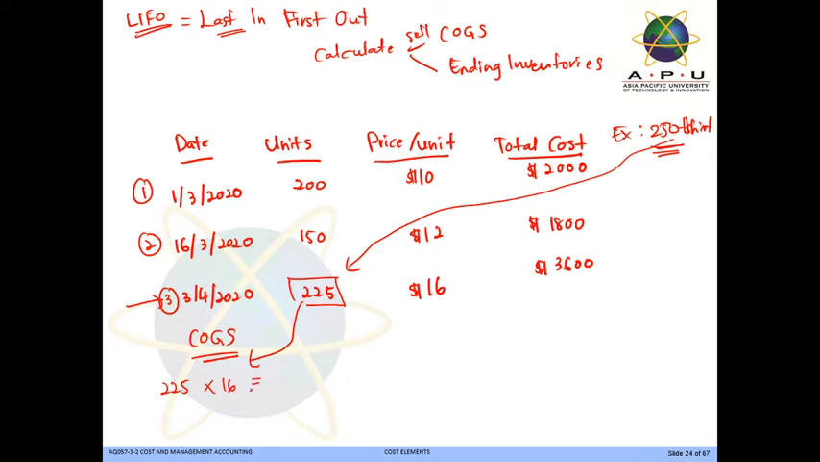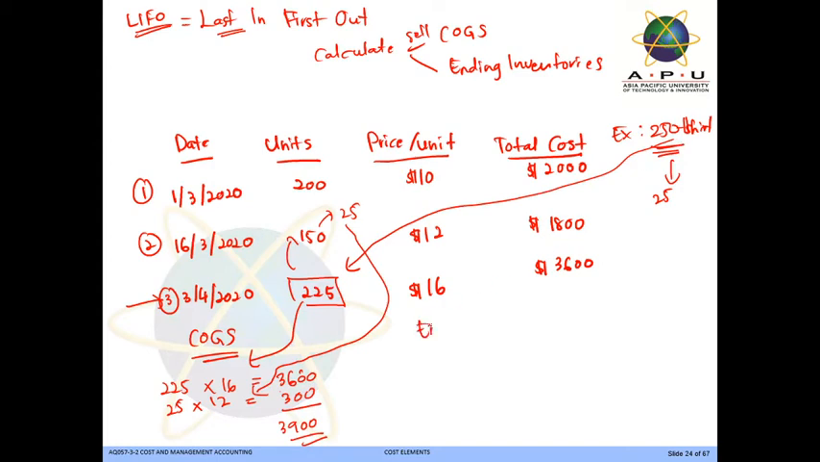How much? Because this is not a live class, I need to calculate it by myself. It will be 3,000. Oh, okay, 3,600. Then we still have the remaining 25 shirts, so we have to take from the second-last batch. We take out 25 from here. 25 times 12, we will get 300. So cost of goods sold will be 3,900 for 250 t-shirts.